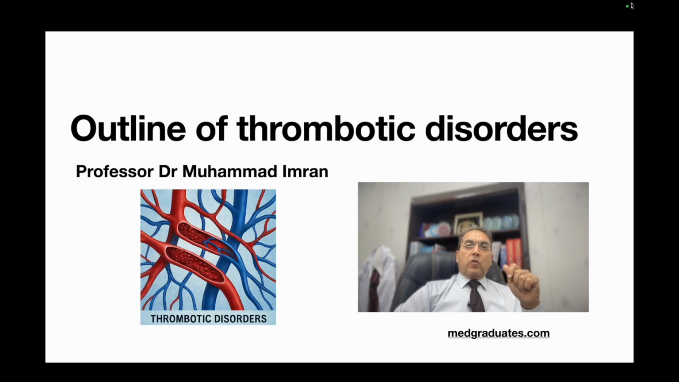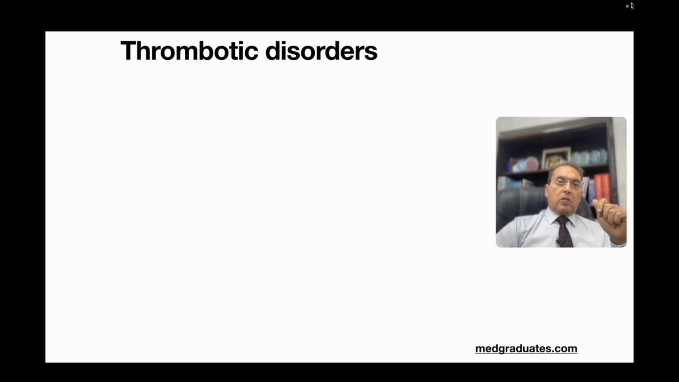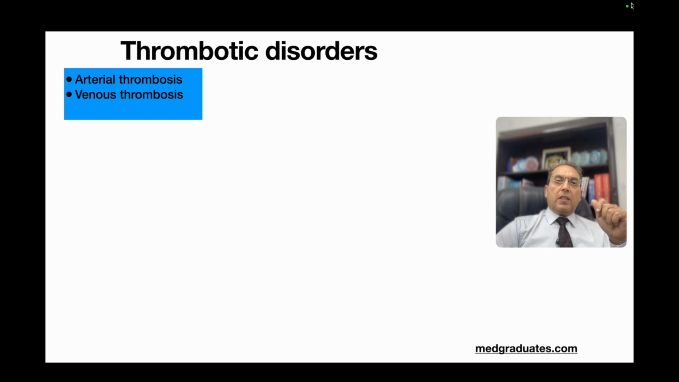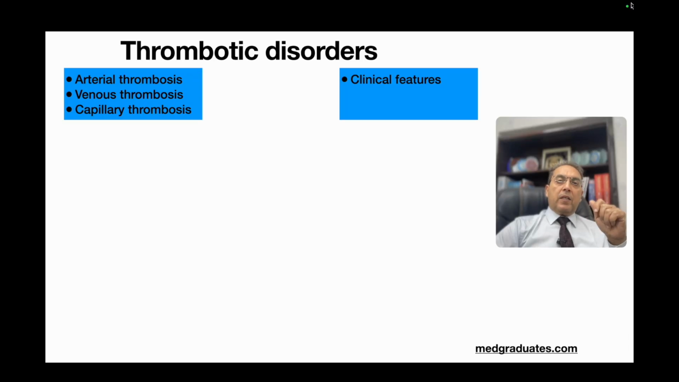Now in this video we are going to discuss the various thrombotic disorders. Thrombotic disorders can affect the arterial tree, they can affect the venous system, and in some patients they can affect only the capillaries, where blood clots cause problems. In general, the diagnosis can be made by clinical features, the rise in D dimers, and appropriate imaging studies.